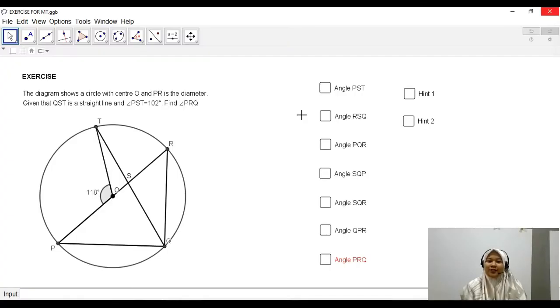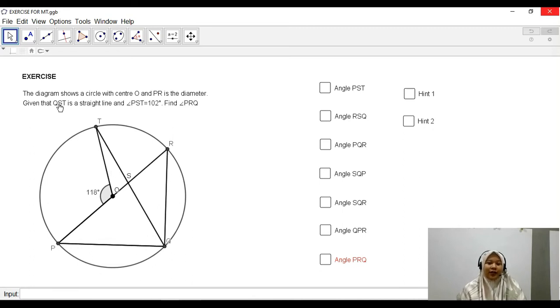We already finished answering the quiz. Now let's proceed with our exercise, but let's do this together. The diagram shows a circle with center O, and PR is the diameter. So this is PR and it is a diameter.